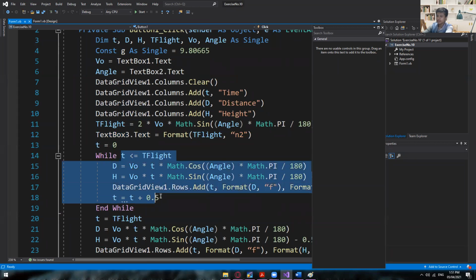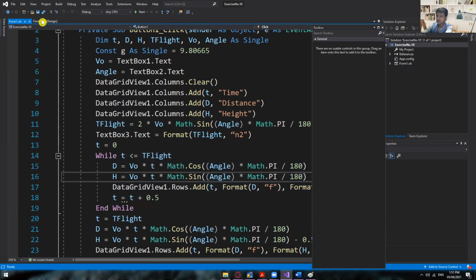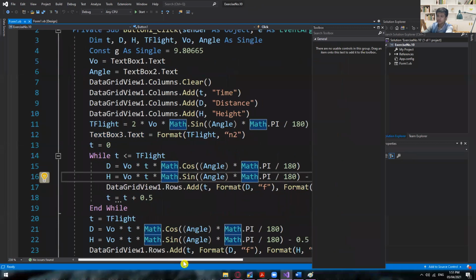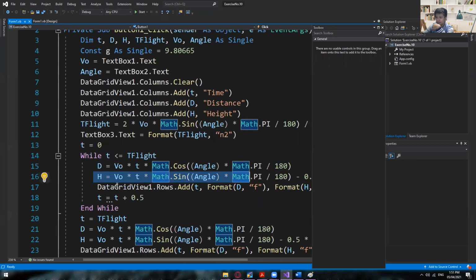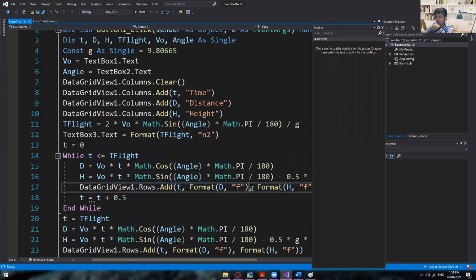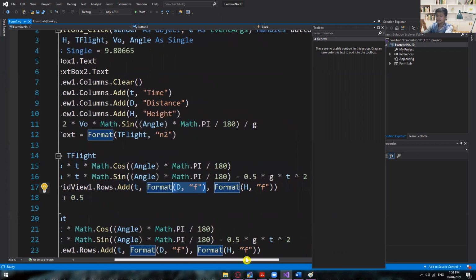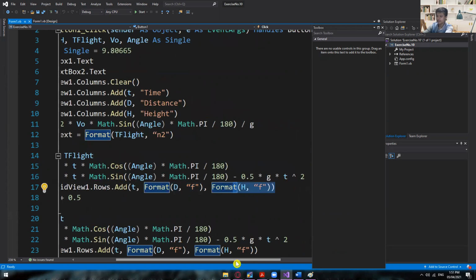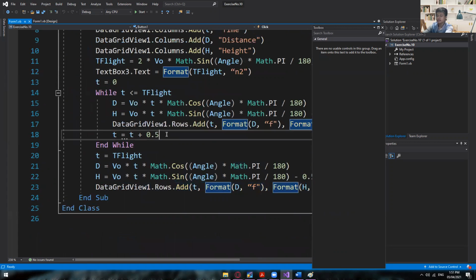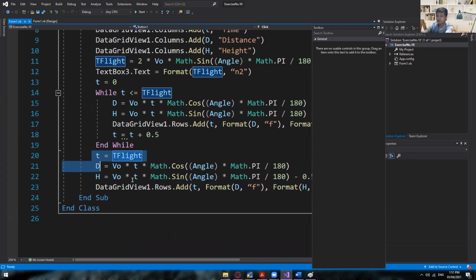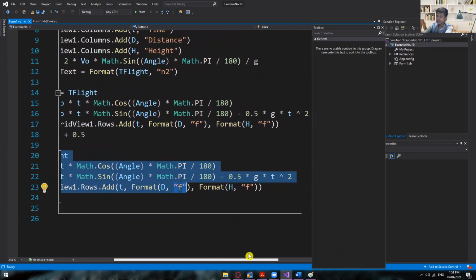And then we have here the computed values on the data grid view. So we have the formula for the distance, the formula for the height, and then their arrangement in the data grid view. The first one is the distance traveled followed by the height, and then it's incrementing by 0.5. The last one will show us the final value, which is the 31 point something.